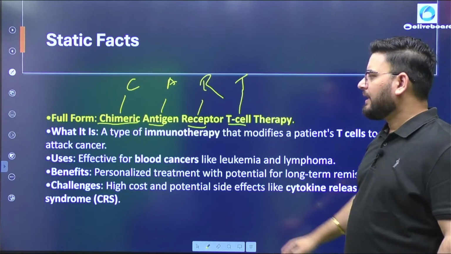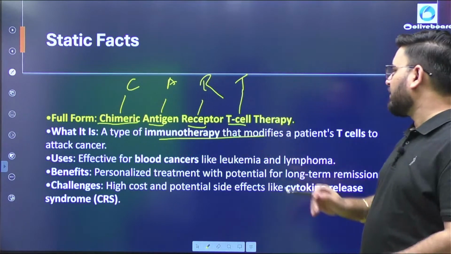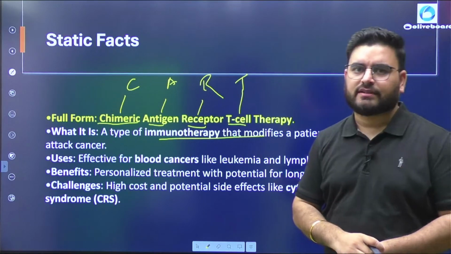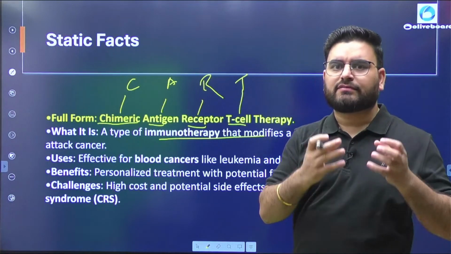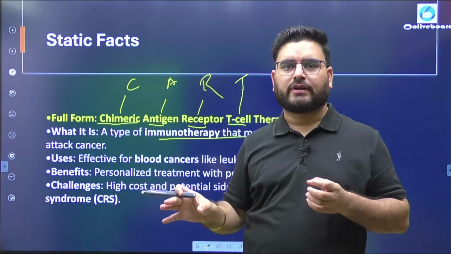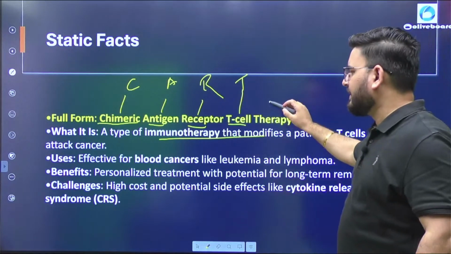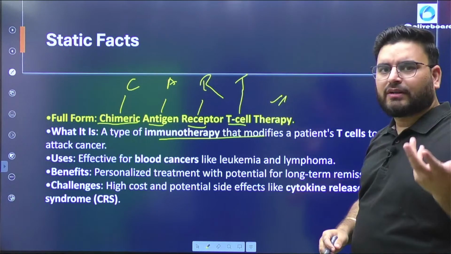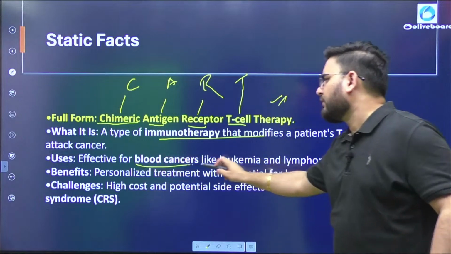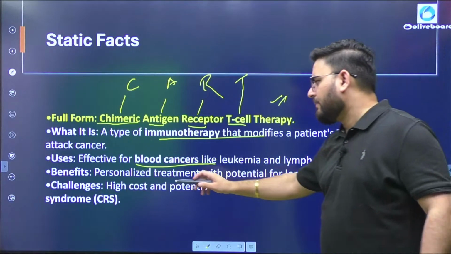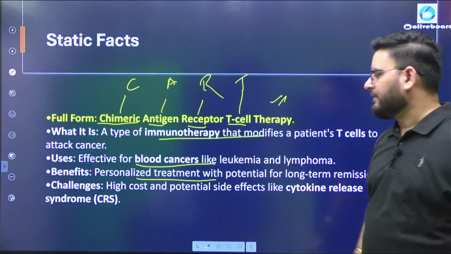So remember this. It is a type of immunotherapy that modifies a patient's T cells to attack cancer. T cells are basically cells which fight the cancerous cells in your body. So no need to go in very depth, just remember these. What are the uses? Effective for blood cancers. The benefit is that it is a personalized treatment.